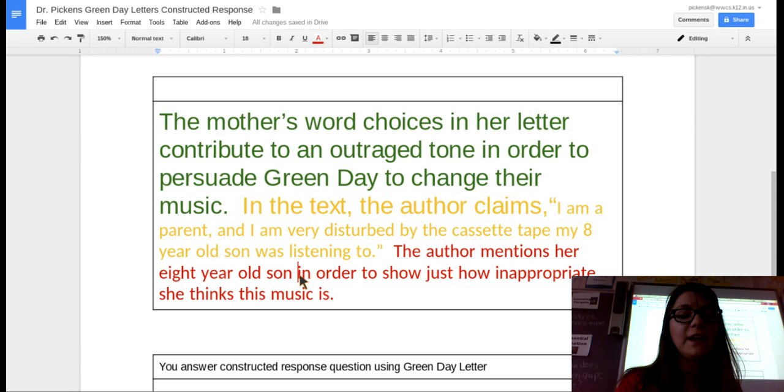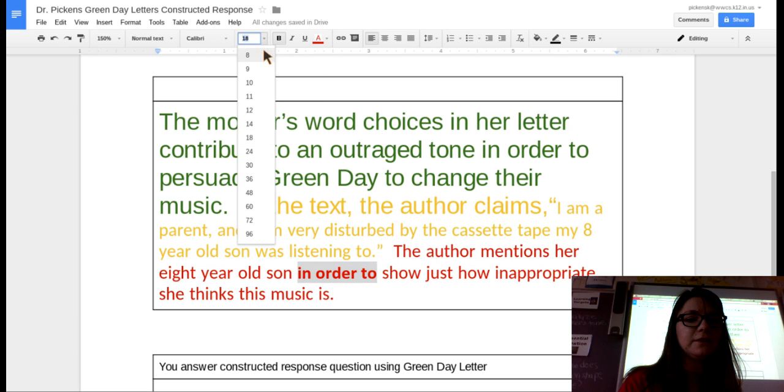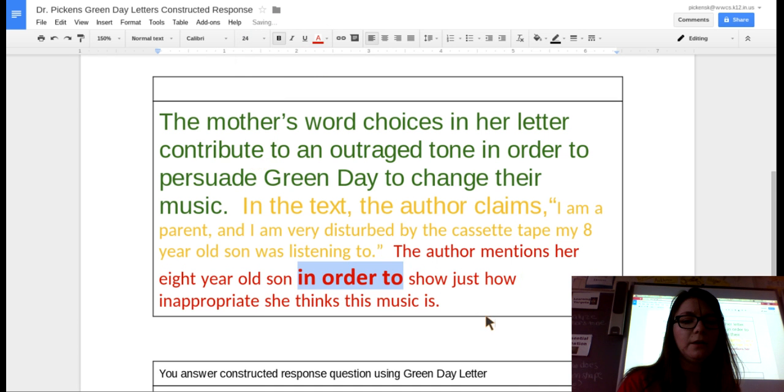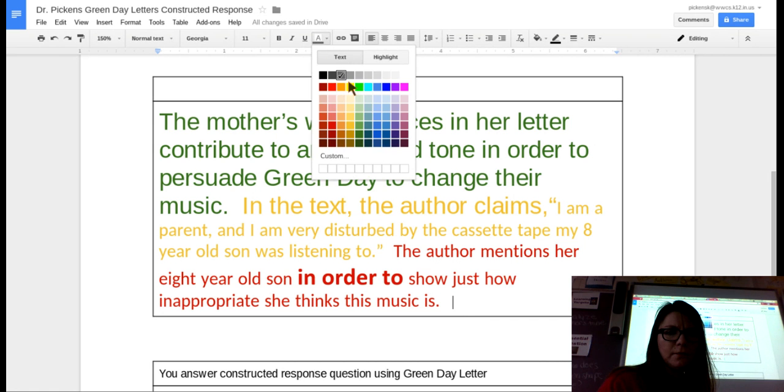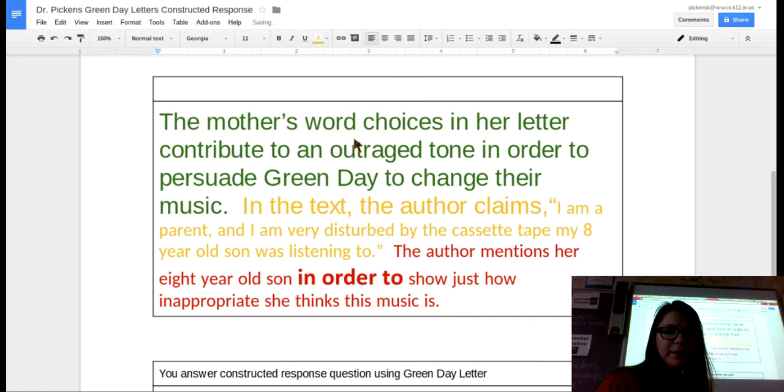When you guys are writing your constructed response, this phrase, in order to, is really helpful. I'm bolding it and making it bigger so we remember that, okay? But when we're analyzing what an author's doing and talking about what we're doing, this phrase, in order to, is just really helpful. And while you guys do that, I'm going to find a little bit more evidence here to show this outrage.